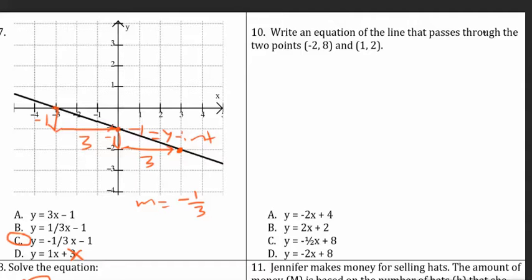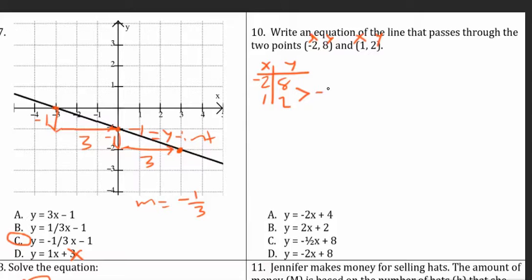Okay, write an equation of the line that passes through the 2 points. So I think that whenever I see 2 points, I like to organize things in a table. That helps me understand it. So now I have an x value and a y value, an x value and a y value. So negative 2, 8, and 1, 2.